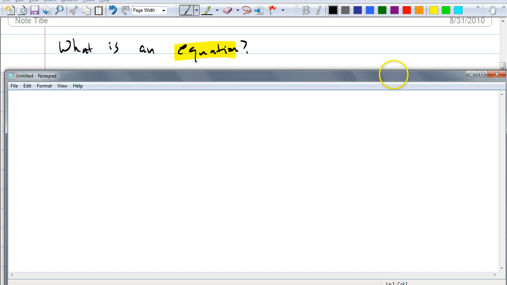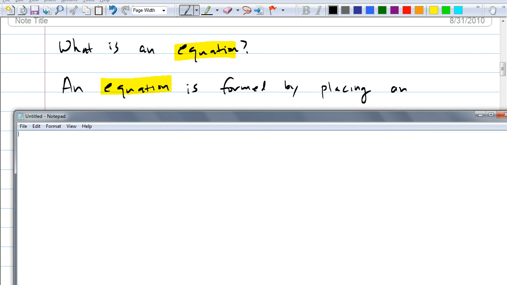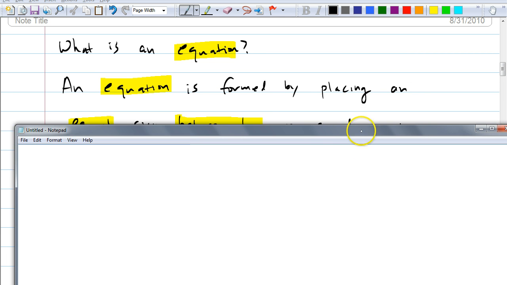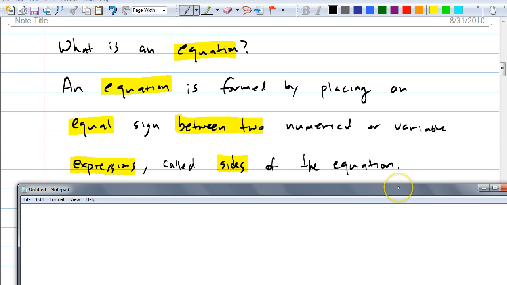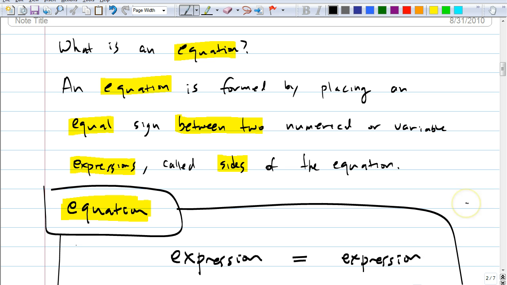But here, an equation is formed by, you're right, placing, like you said, an equal sign between two numerical or variable expressions. And so you have both sides, right? So you have sides of an equation. Therefore, you have to have an expression equal to another expression. That's how you get an equation. Does that make sense?